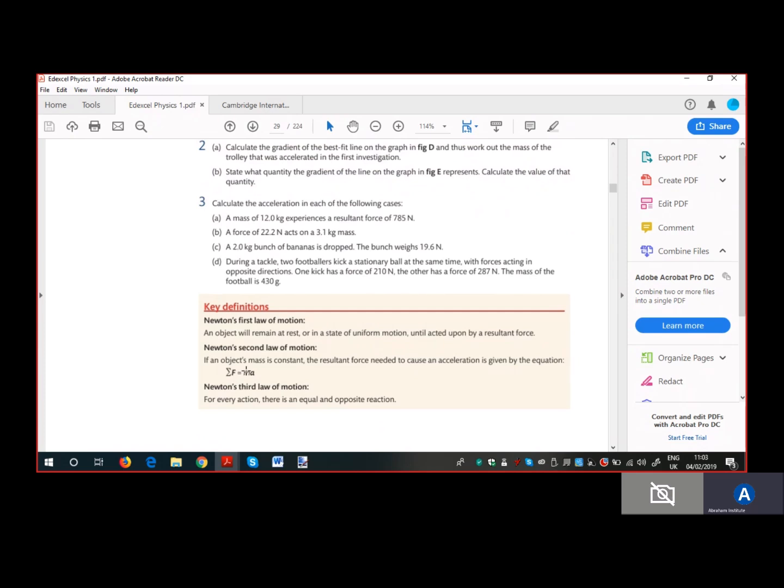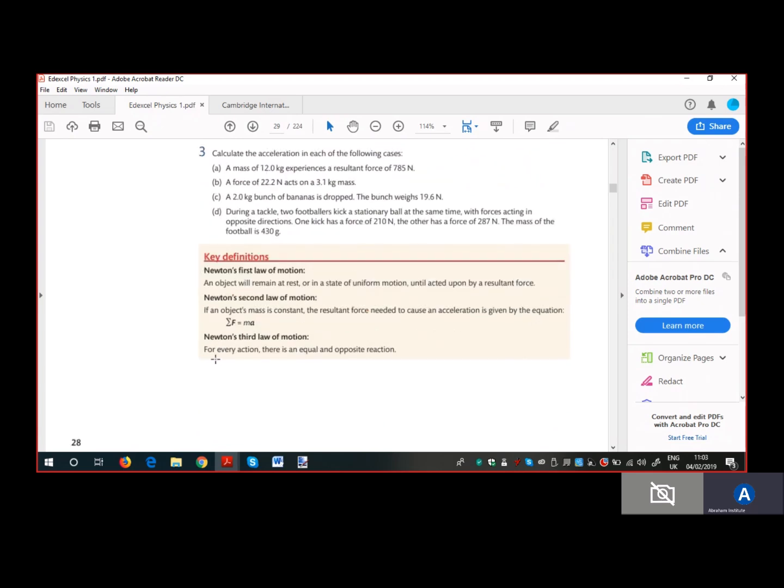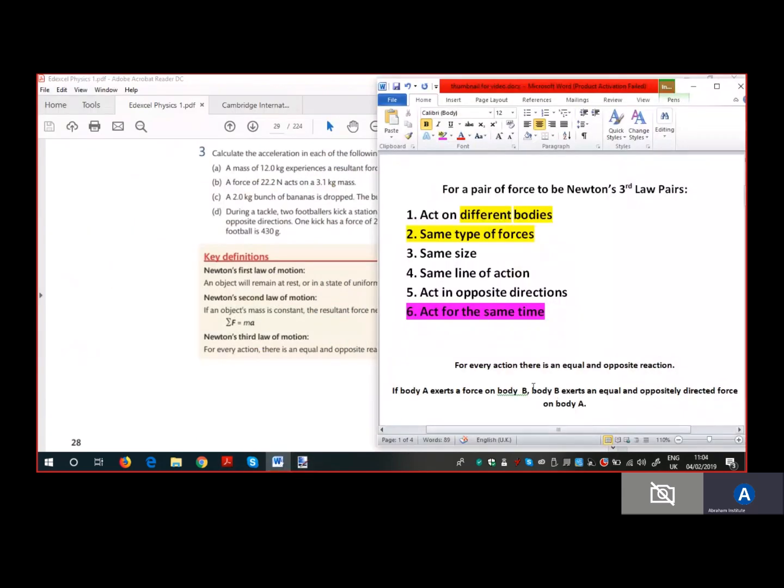There is more than one way to give the definition. Make sure you write one of them and that it has the necessary words or the equation. If you write this one, make sure you write the equation. Then Newton's third law: for every action there is an equal and opposite reaction. That is exactly the same thing I wrote here.